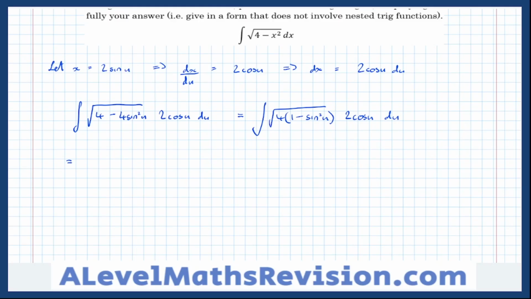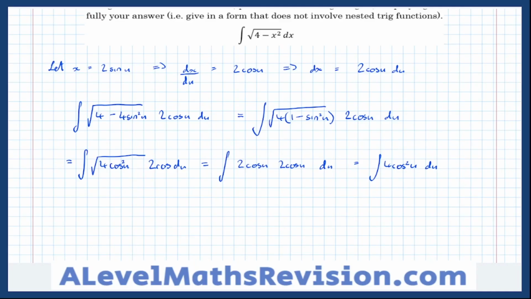And that is equal to the integral of the square root of 4. And we know that 1 minus sine squared u is equal to cos squared u, like that, times 2 cos u du. And we'll keep going with this. The square root of 4 cos squared u is 2 cos u, times, again, 2 cos u du, we're getting somewhere with this, equals the integral of 4 cos squared u du, like that there.